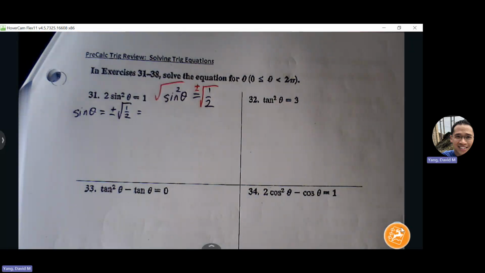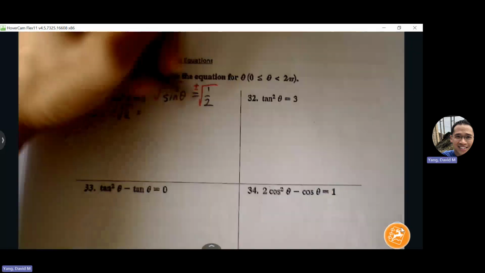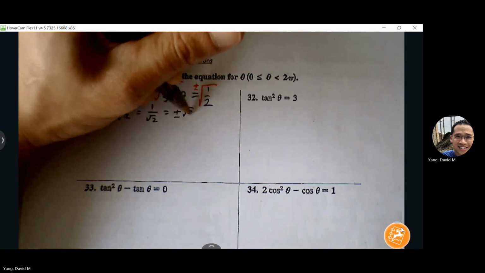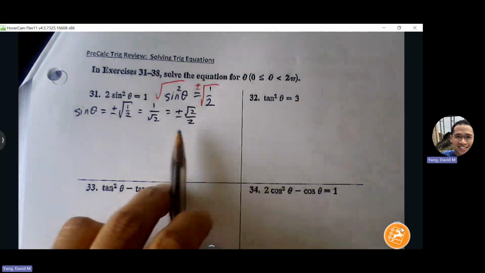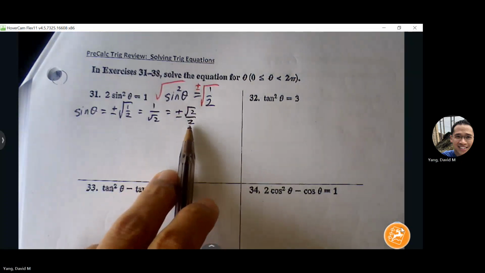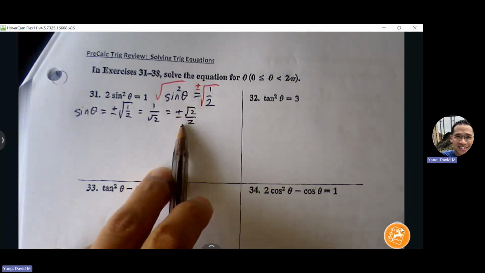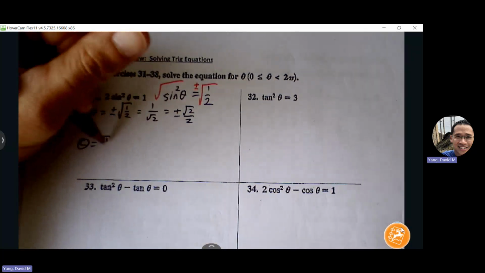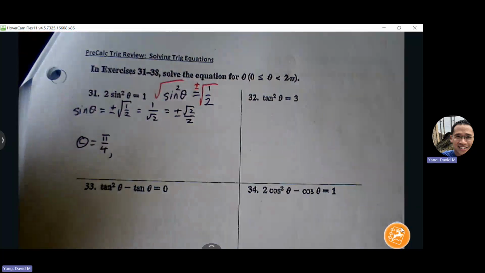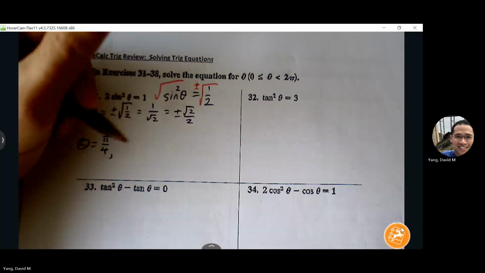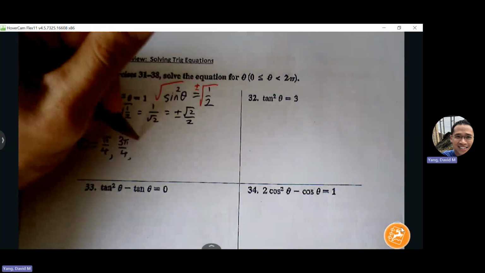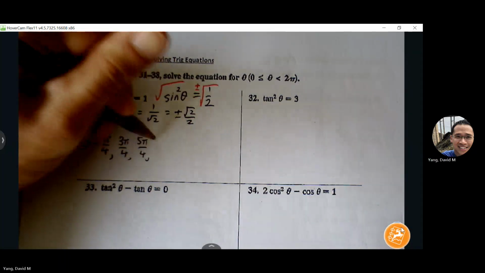root 1/2. Now, root 1/2 is the same thing as what? So basically, all the variations in that pi over 4 family, we want to list out. So theta can be pi over 4. What else? 3 pi over 4.